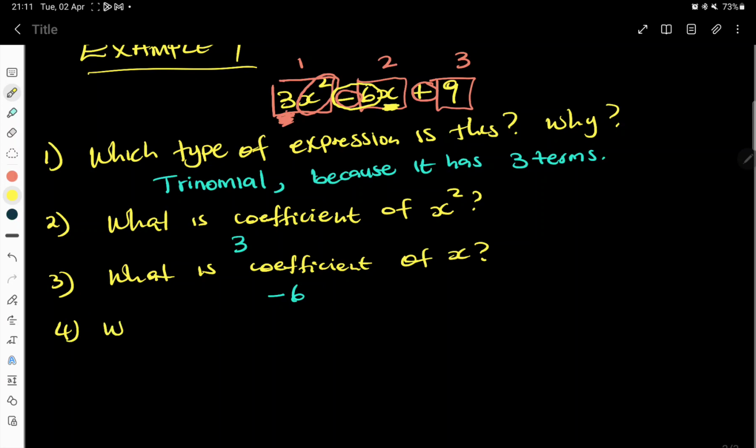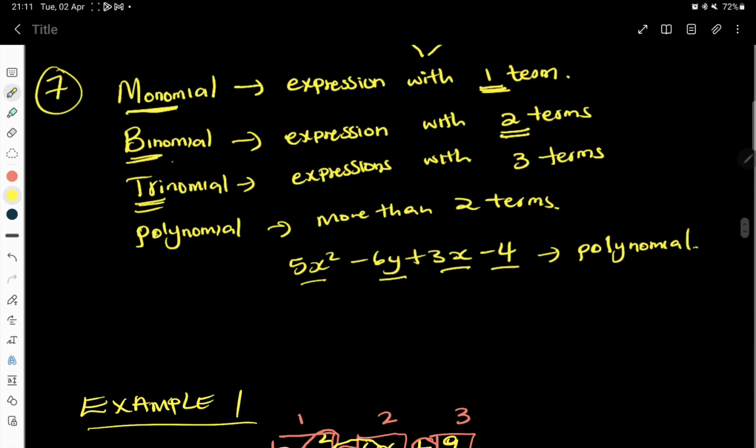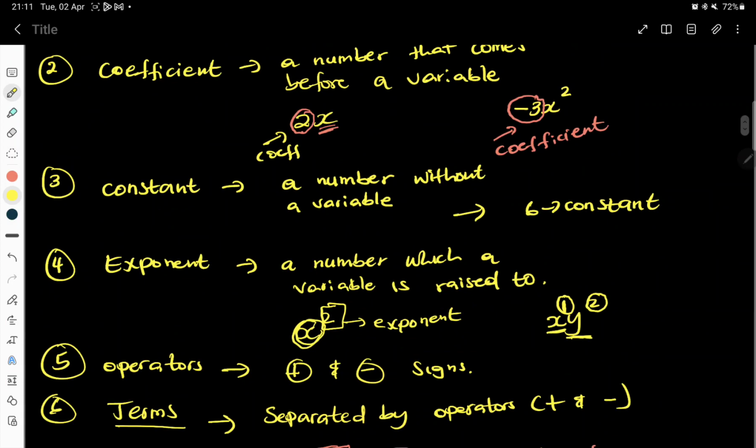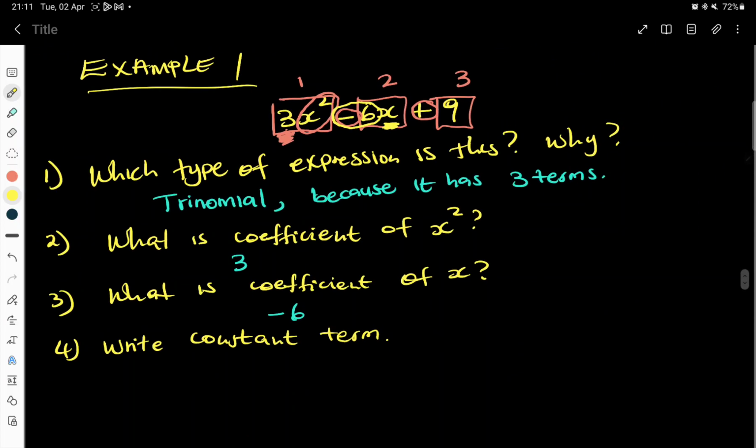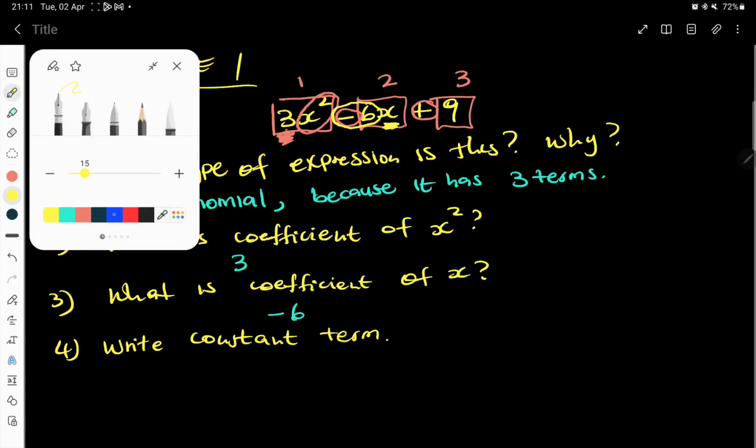Then write down the constant term. What is your constant now? Remember a constant? Let's go back. A constant is a number without a variable. Example, 6 is a constant. So let's check here. What is the number that does not have any variable attached to it? That number is 9. It's 9.